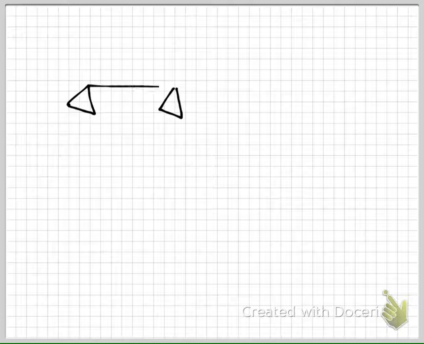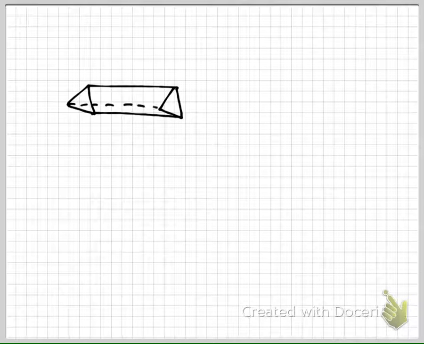No, I need to make it a little bit of a different angle. Okay. Okay, do you see it? What is that thing called? Triangular prism, right? Okay, a triangular prism.